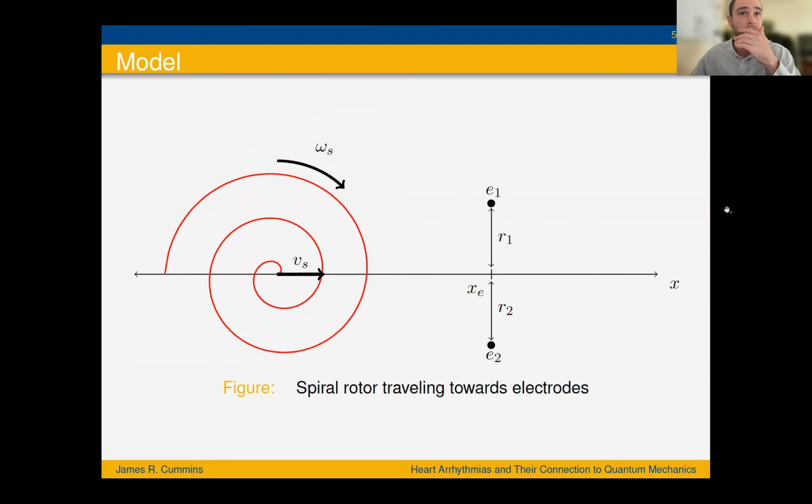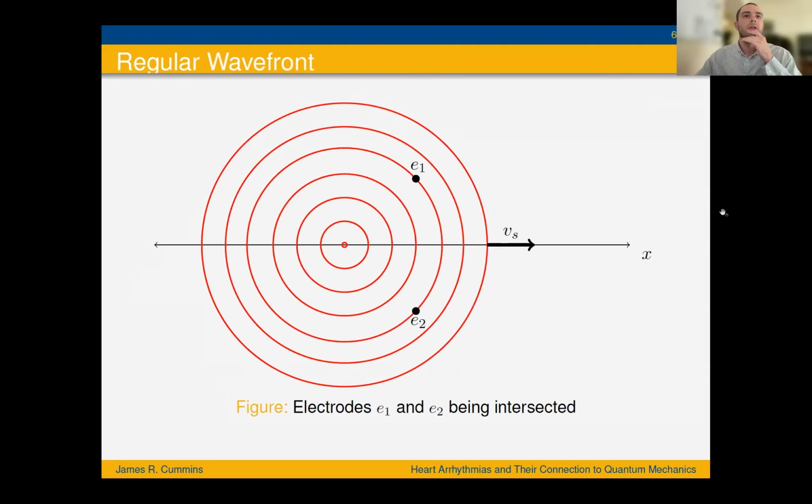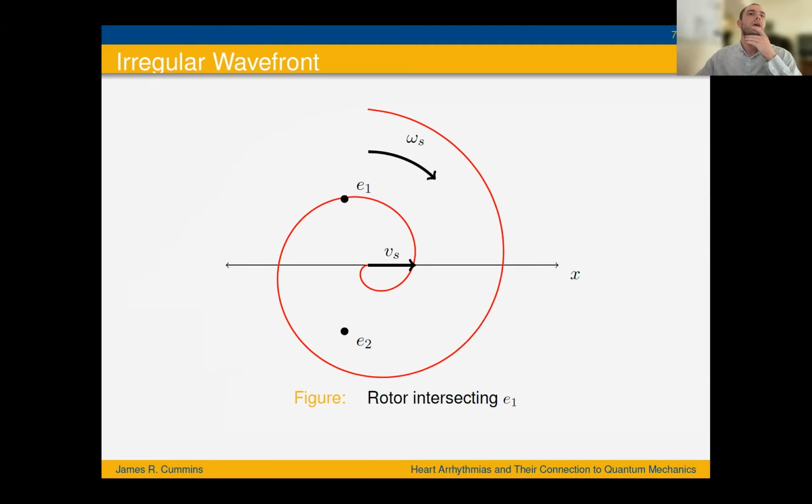So we should see electrodes here, and they're placed the same distance in the y direction from the center of the spiral. And in Doppler effect, we would assume that both of these electrodes would receive the same type of frequency. Now we see that with a spiral, we would see something that is not typical of a Doppler effect. We would see something like this, where the rotor is traveling towards those electrodes. It's just now past it. And we would see one electrode being intersected by this wavefront, but the bottom electrode is not being intersected.